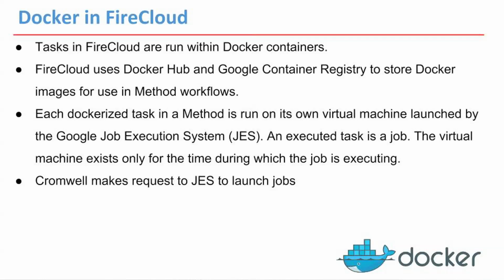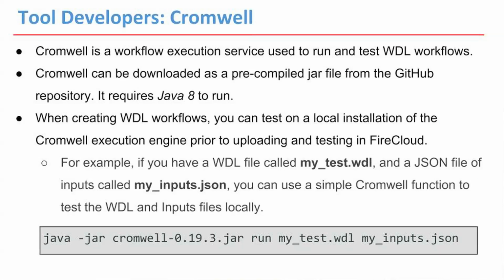And Cromwell, the workflow execution system, makes requests to Jez to launch the jobs. Now, when we're running Cromwell locally to test our WDL, it isn't going to be communicating with Jez. It's just going to be communicating directly with Docker, the Docker engine locally. As I said, we're going to be testing our WDL workflows locally through a local installation of Cromwell. It's our workflow execution service.